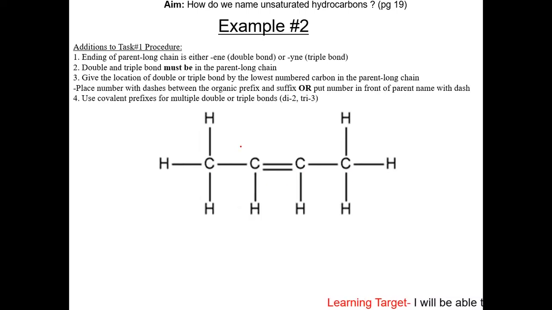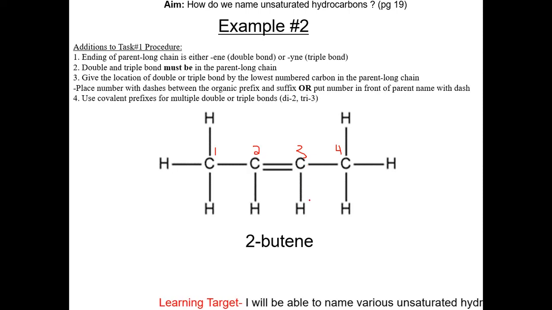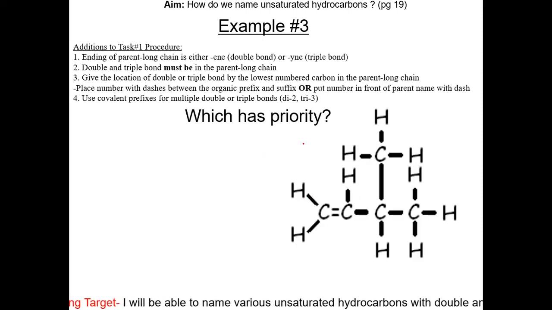Let's look at the other isomer. Let's first label the carbons 1, 2, 3, 4. And since we want the lowest numbered carbon possible, this is 2-butene. 3-butene does not exist.